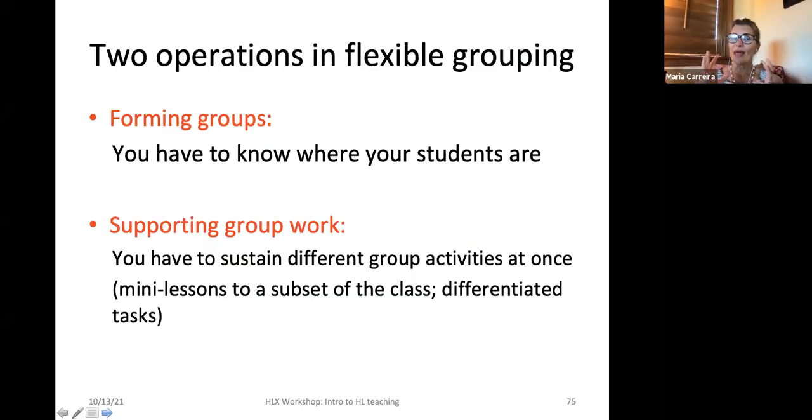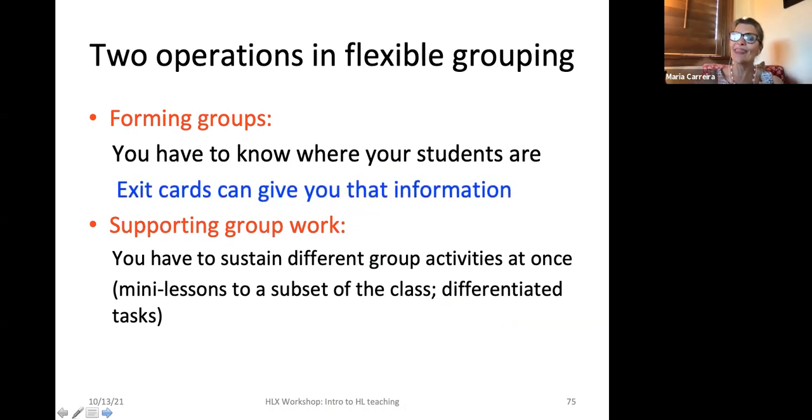You need to think about 2 operations that are essential to flexible grouping. You have to know where your students are. And that's what the exit cards give me. They give me that information. But it doesn't have to be exit cards. If you're collecting homework, you're getting that information. If you're watching how they're responding to your questions, you're getting that information too. The point is you have to gather information on your students before you can create groups that are well designed from the point of view of attending to the needs of individual learners.